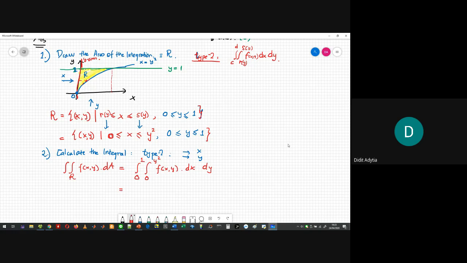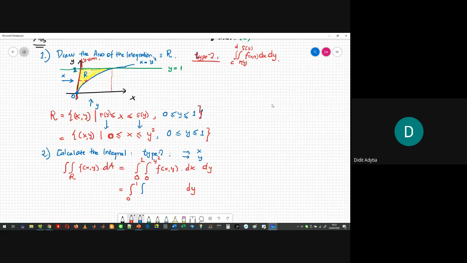Now we calculate it. What is f actually? F, first thing, sorry, this is the y, and then I will use blue.